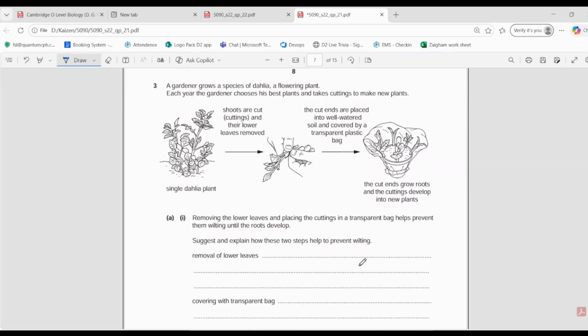Okay, next question. A gardener grows a species of dahlia, a flowering plant. Every year, the gardener chooses his best plant and takes cuttings to make a new plant. So this is basically artificial selection. What type of reproduction is this? Is this sexual reproduction or asexual reproduction? Asexual one. Removing the flowering leaves and placing the cuttings in a transparent bag help prevent them wilting until the roots develop. Suggest and explain how these two steps help to prevent the wilting.